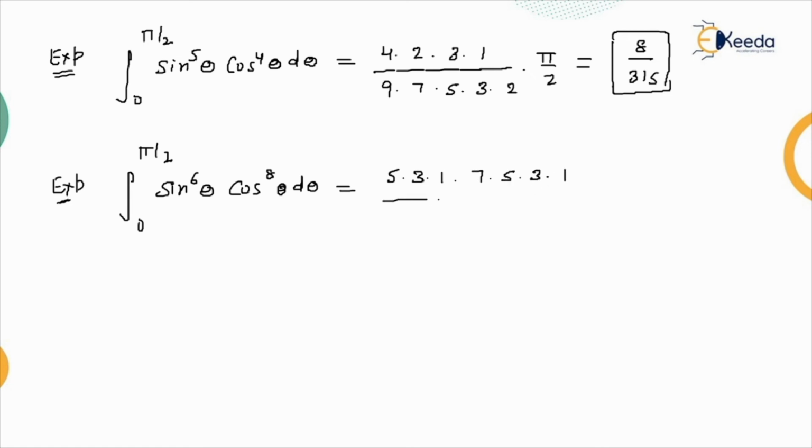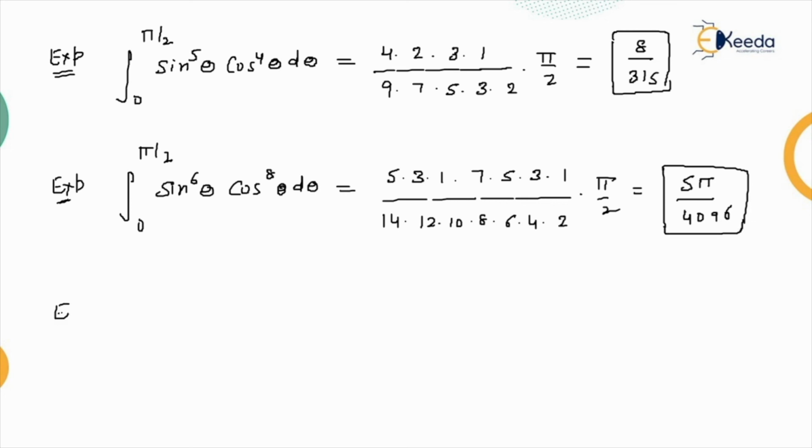Am I right here? Okay, and now 6 and 8 will become 14. 14 minus 2 is 12, and 10, and then 8, then 6, then 4, then 2. So 1 by 2 again there. So you write out pi by 2, and the complete answer will become 5 pi by 4096. Clear?